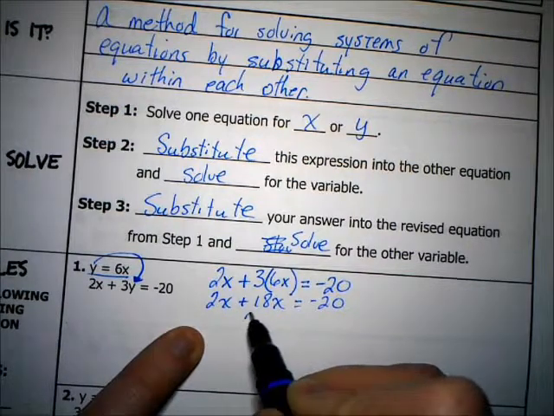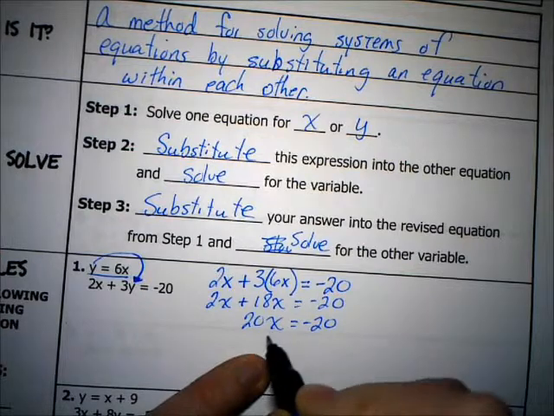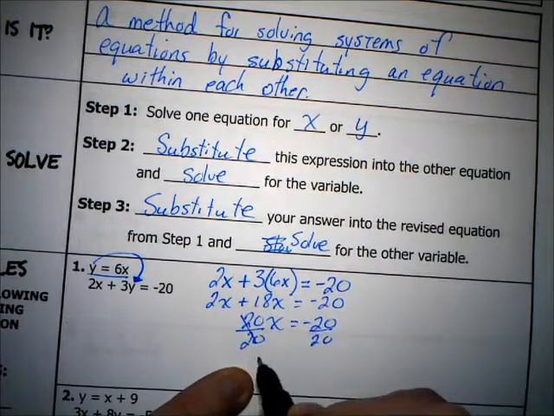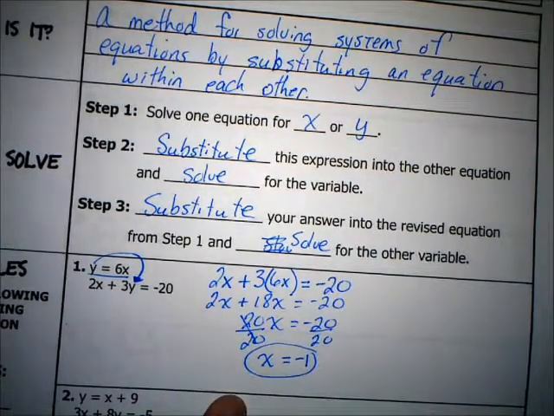So when I add this, I'll get 20x is equal to negative 20. To get x by itself, I'll divide by 20. Those cancel out, and x is equal to negative 1. So I have found the x value of my answer.